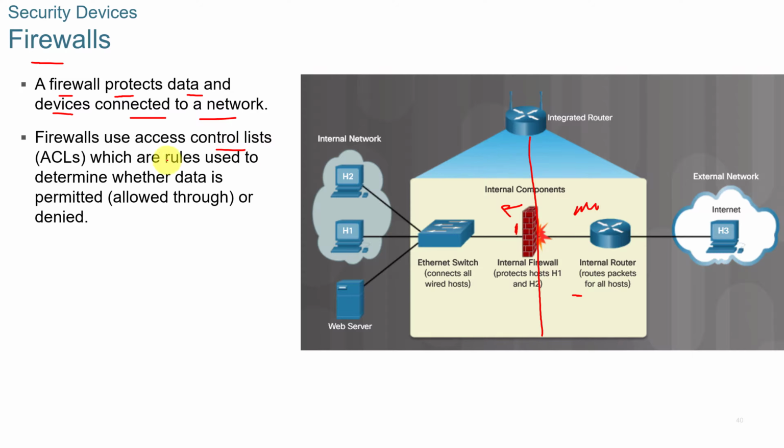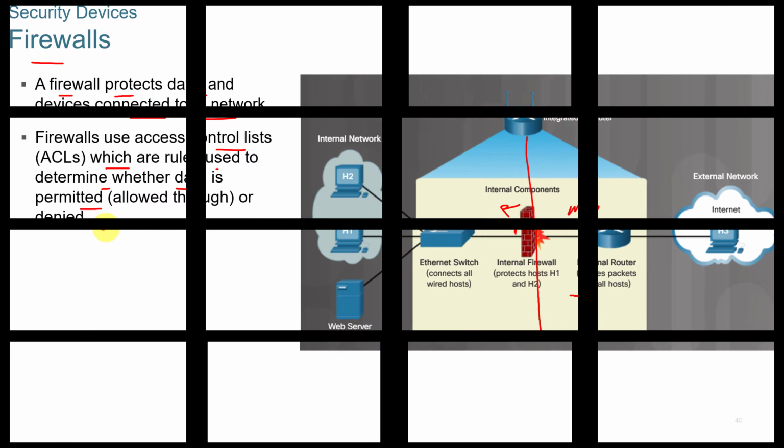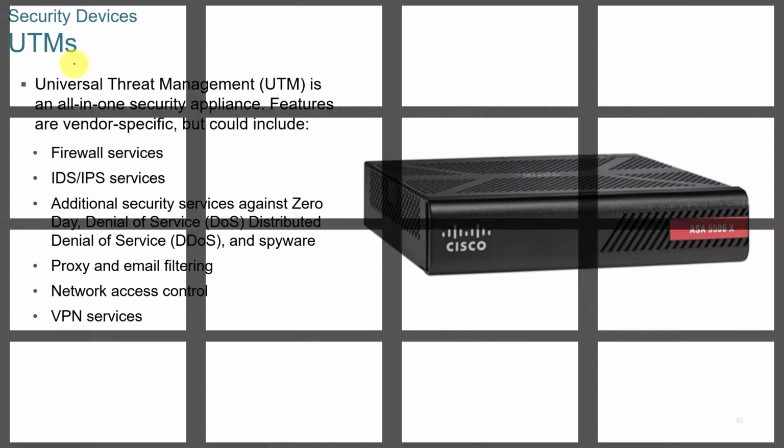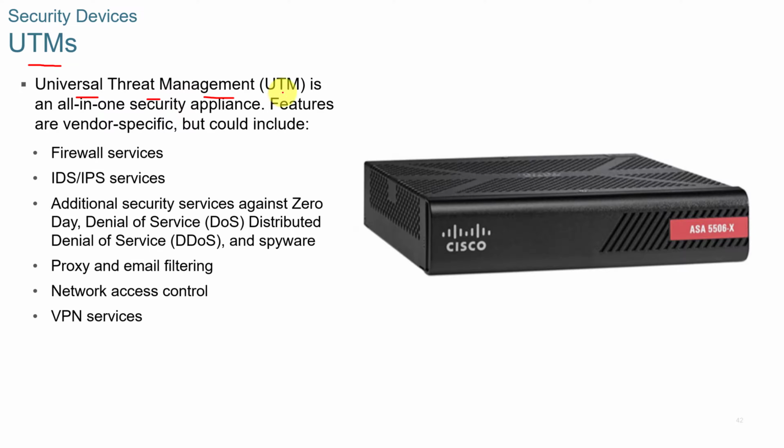Firewalls use access control lists, which are rules used to determine whether data is permitted or not permitted. An IDS and an IPS. An IDS is an intrusion detection system. It monitors traffic and is a passive system. An IPS is an active system, an intrusion prevention system, and it actively monitors traffic and takes action when needed.